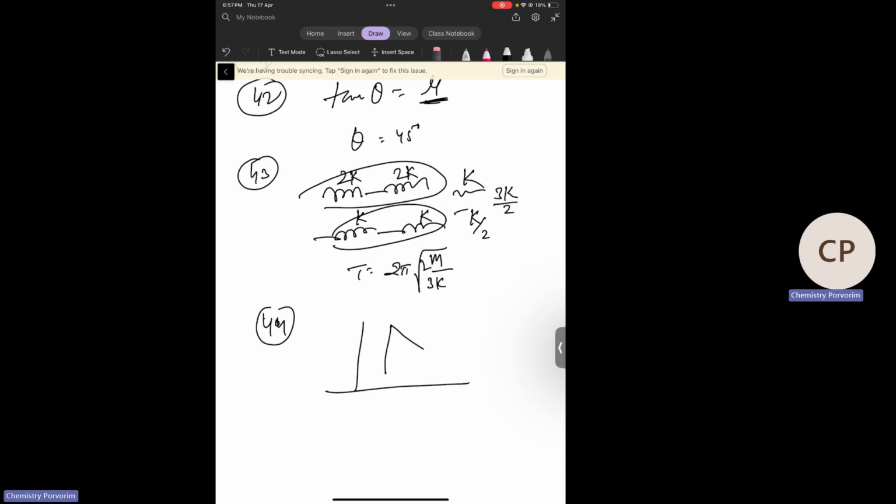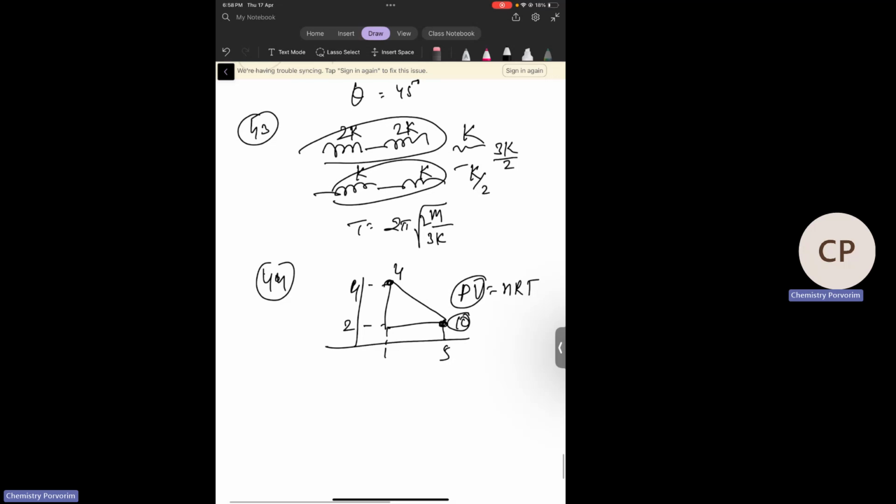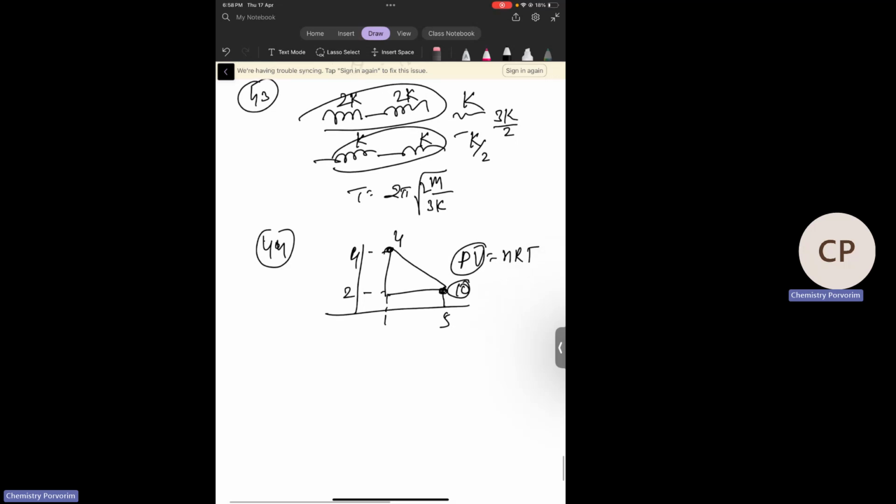PV graph. Here pressure is 4, here 2, here volume is 1, here 5. So temperature: PV is equal to nRT. Temperature depends on multiplication of PV. Here multiplication is 4, here it is 10. So multiplication is more means temperature more, so temperature B is more than temperature A. Option C.